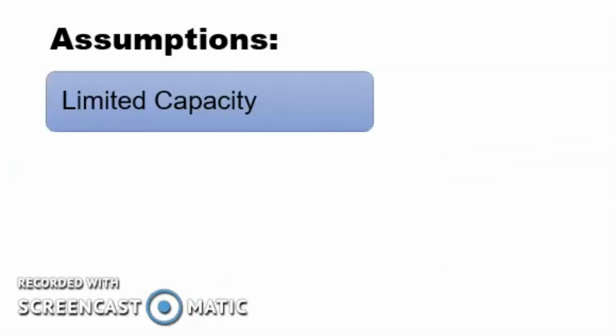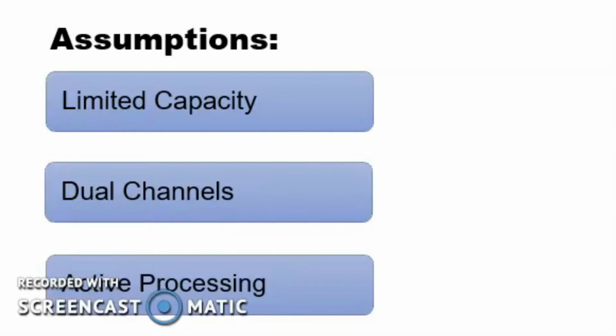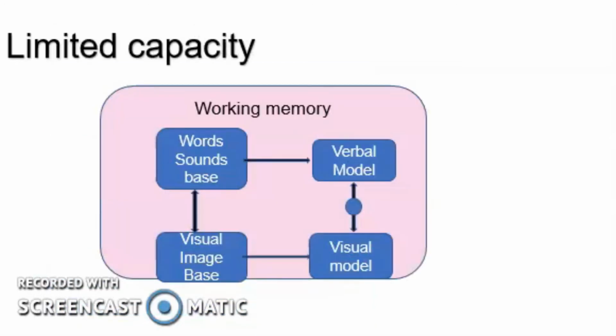Now we'll come to the assumptions of the cognitive theory of multimedia learning. It has three assumptions. The limited capacity of the working memory. There are two independent channels, the visual channel and the verbal channel. And there's an active processing of the information in the mind. So we'll study each of them one by one. Starting with the limited capacity. The working memory is the main place where all the processing takes place. However, it is extremely limited.